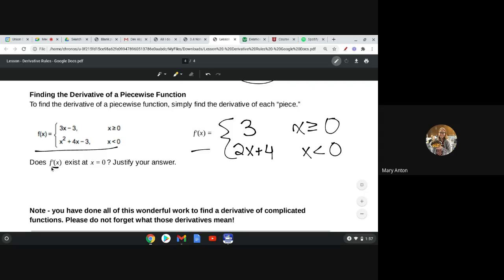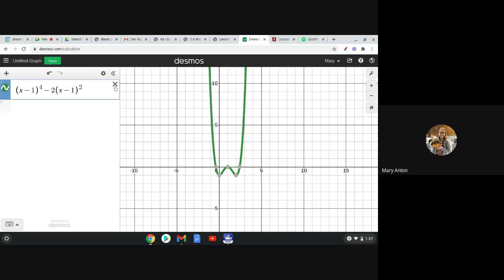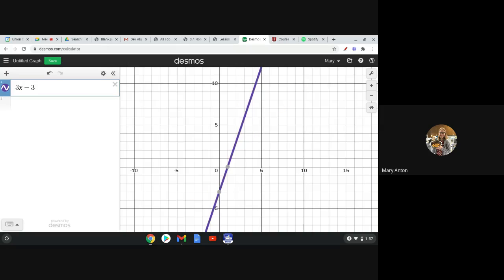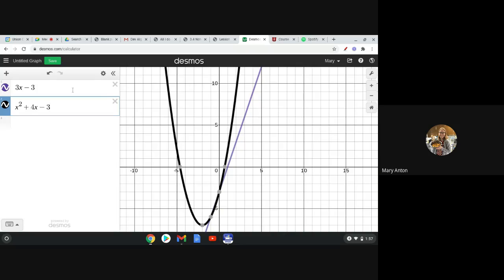And then the next question, does the derivative actually even exist at x equals 0? Why or why not? Just have to read. Is it 3x minus 3? And then x squared plus 4x minus 3? Like this? And this one is when x is greater than or equal to 0, right? And this guy is when x is less than 0.